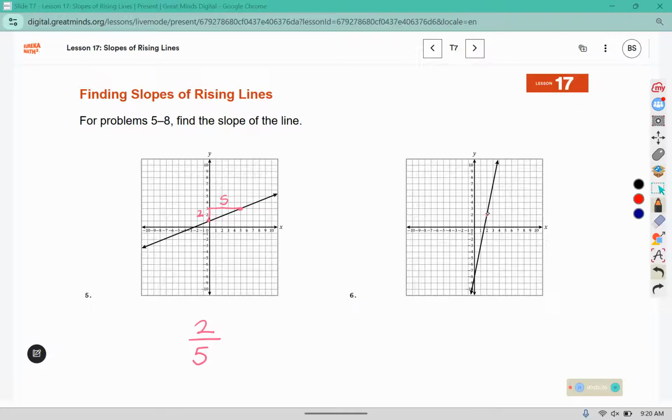It looks like it crosses here and here. So this rises 5 and runs over 1. So that would be 5/1, which can be changed to 5. So we would say the slope is 5 for problem 6.